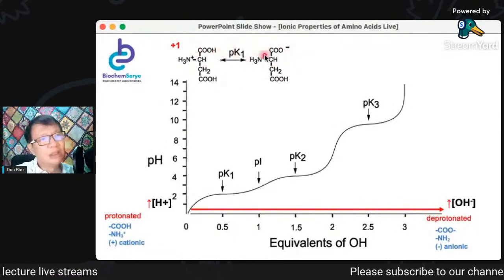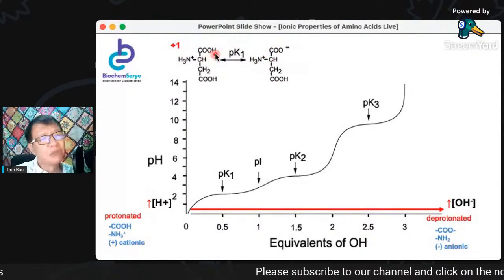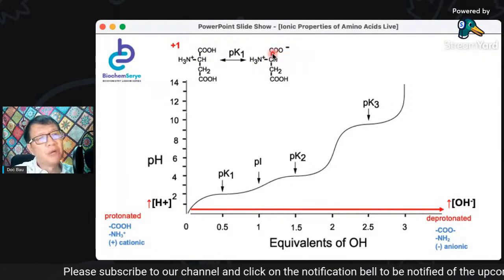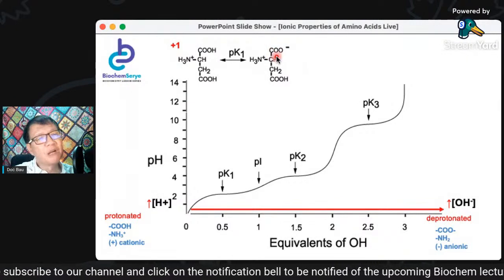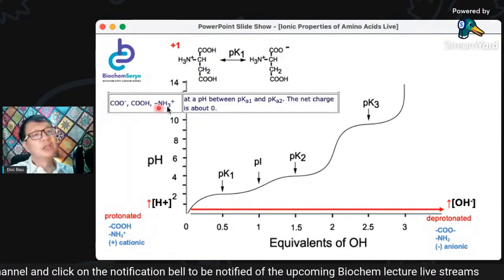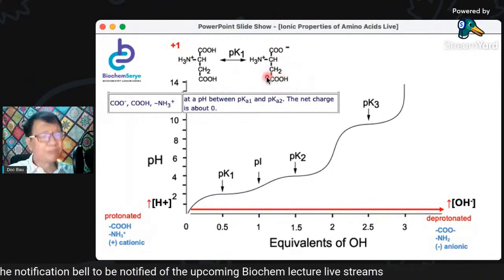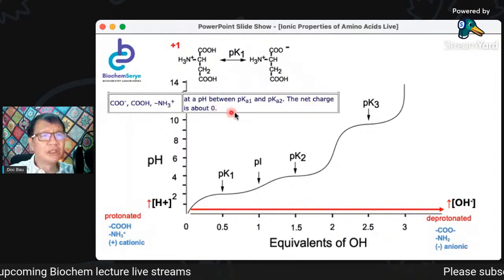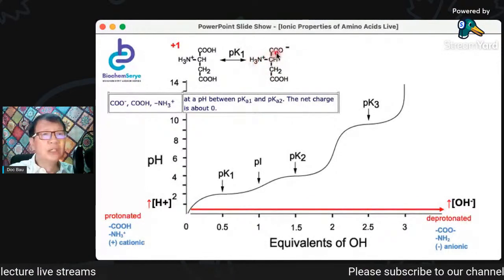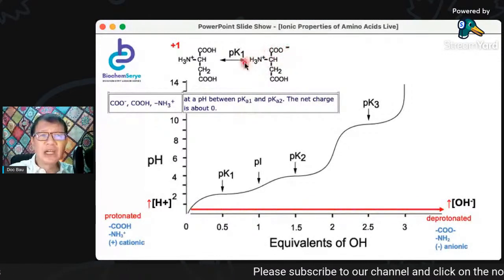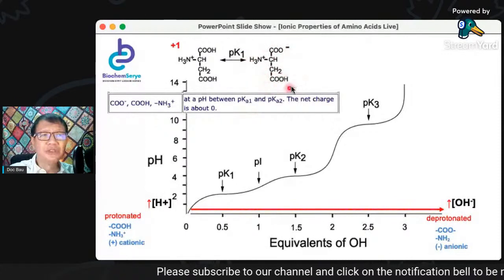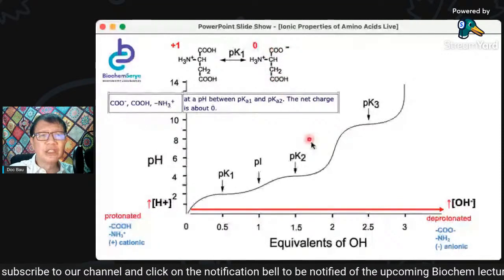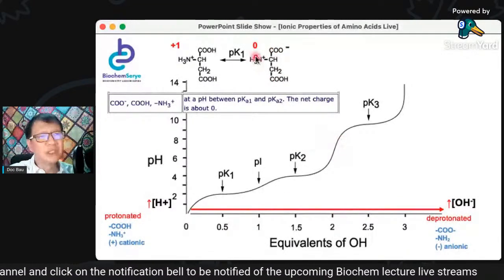The alpha carboxyl gave off its hydrogen ion, so this becomes carboxylate. So our functional groups now: your alpha carboxyl is deprotonated, your beta carboxyl is still protonated, your alpha amino is still protonated. If you look at this, the charges cancel out, right? This does not participate, it is neutral. So what do we have here? The charge here is zero.